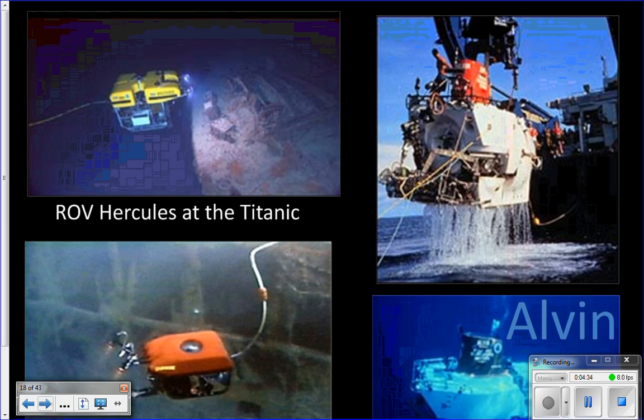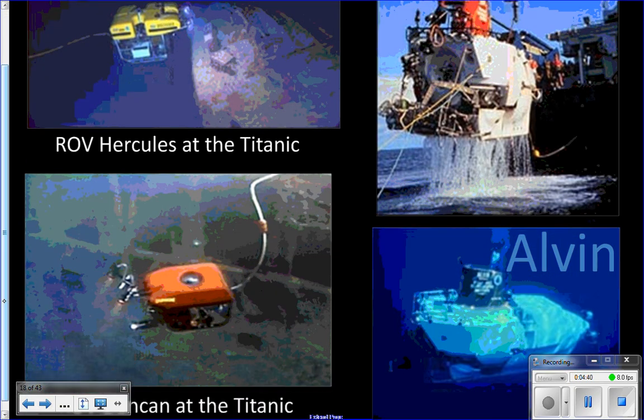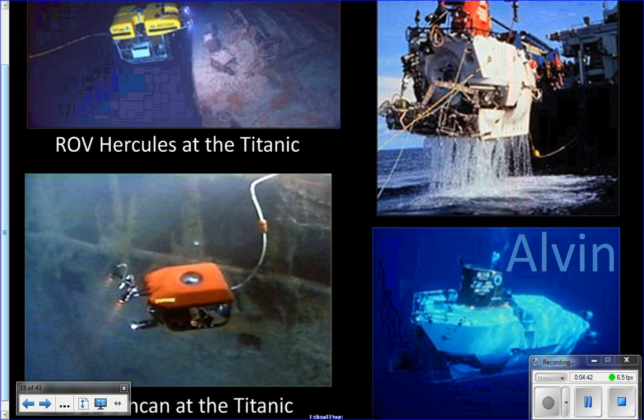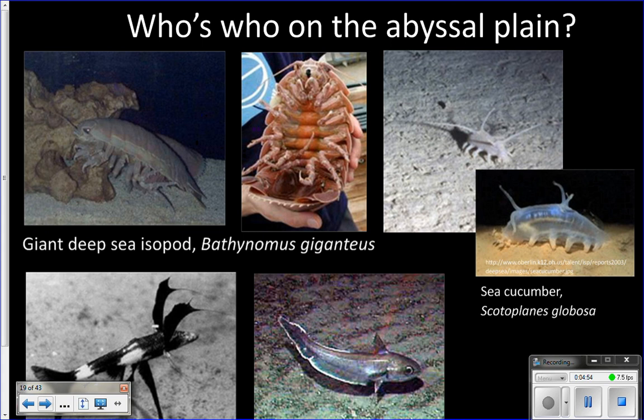Here are ROVs. So this is the ROV Hercules, and then the bottom one is ROV Duncan at the Titanic. Okay, so they're down there looking at the Titanic. And then over here, this is Alvin. That's our submersible. Is it the thing that they have in the video? Mm-hmm. That's the one. Okay. So here's just some pictures of some things that we find on the seafloor.